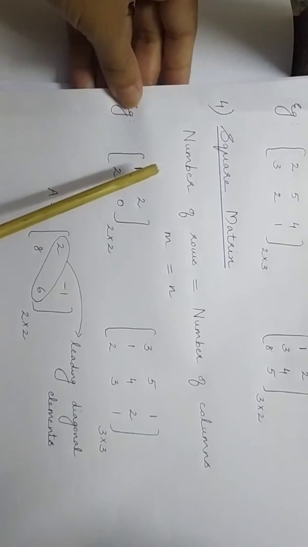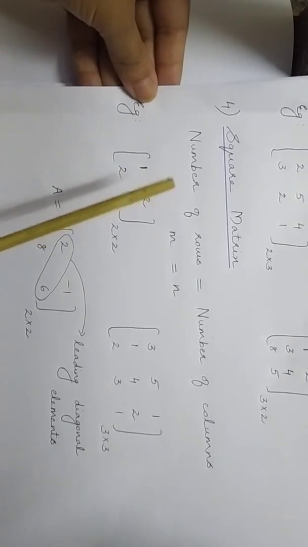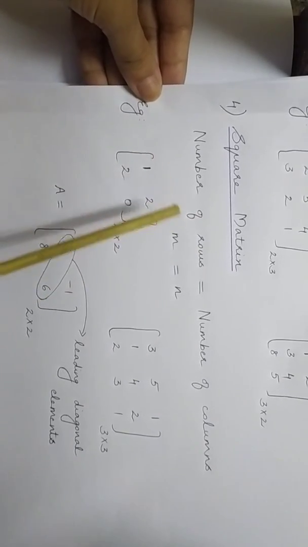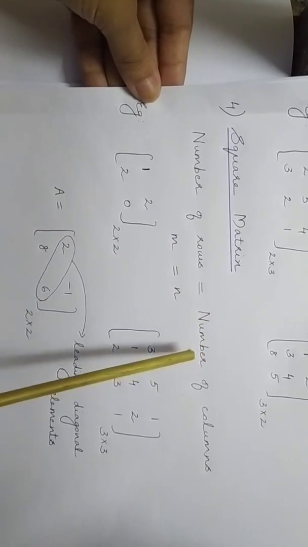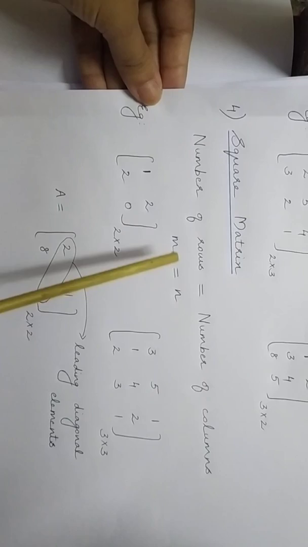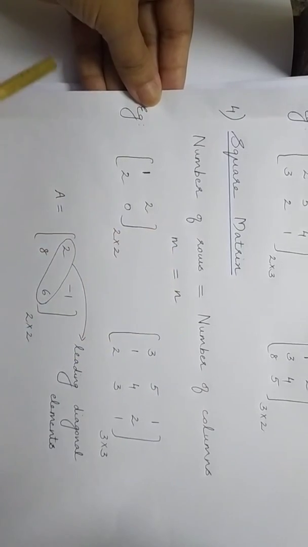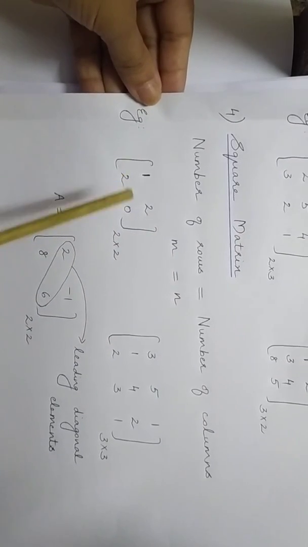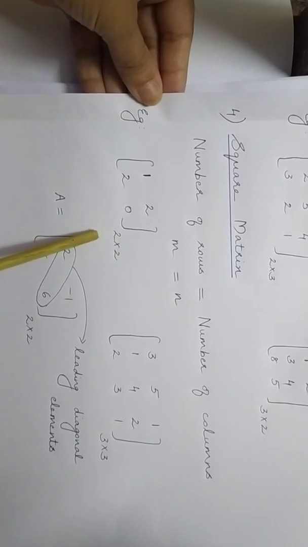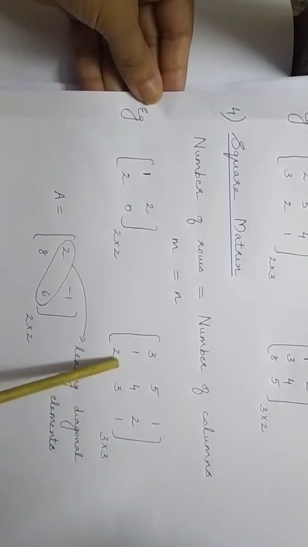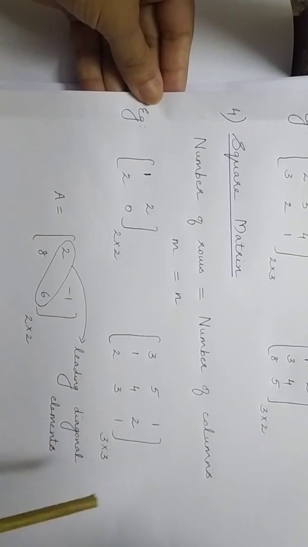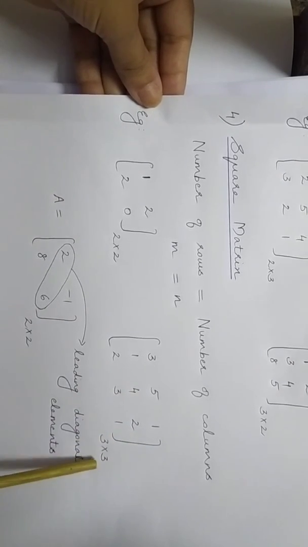Now moving on to the fourth type of matrix, that is the square matrix. For a square matrix, the number of rows will be equal to the number of columns. That is, m will be equal to n. For example, the matrix 1, 2, 2, 0. This one is a 2 by 2 matrix. And here 3, 5, 1, 1, 4, 2, 2, 3, 1. This one is a 3 by 3 matrix.